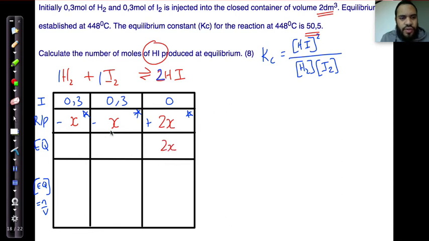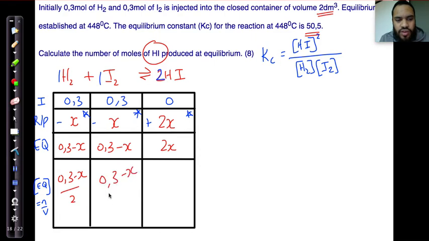That's 0.3 minus x, which is just 0.3 minus x. And this over here is also just 0.3 minus x, right? So very, very simple. Okay. And as you know, to get this thing on this side, I need to take 0.3 minus x, and I need to divide it by the volume in cubic decimeters. In this case, it's going to be divided by 2. So this is 0.3 minus x all over 2.